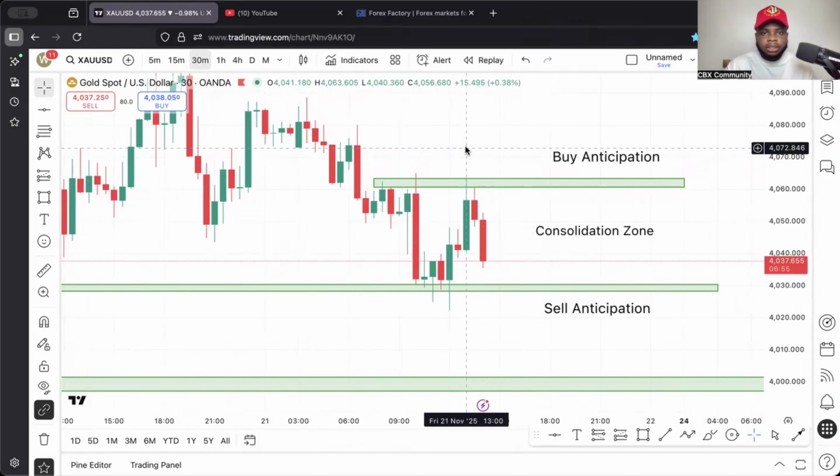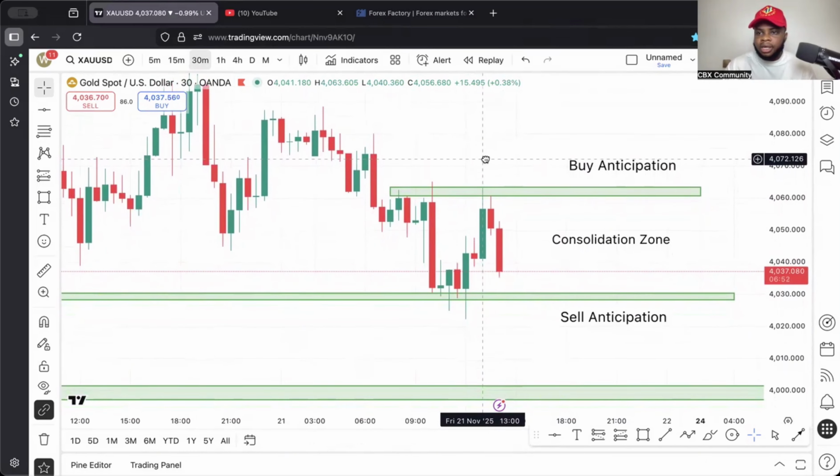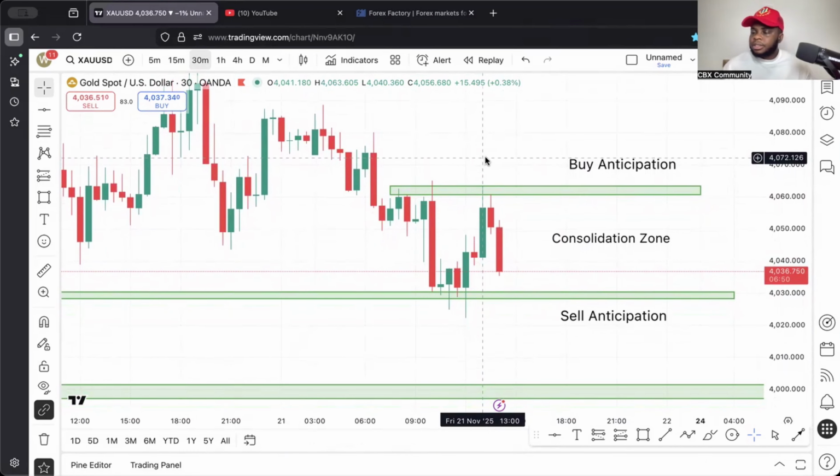Let's be patient. We don't need to do anything. We don't need to chase the market. I'm just looking at my other screen just to have an idea what the formation of the candle is saying.